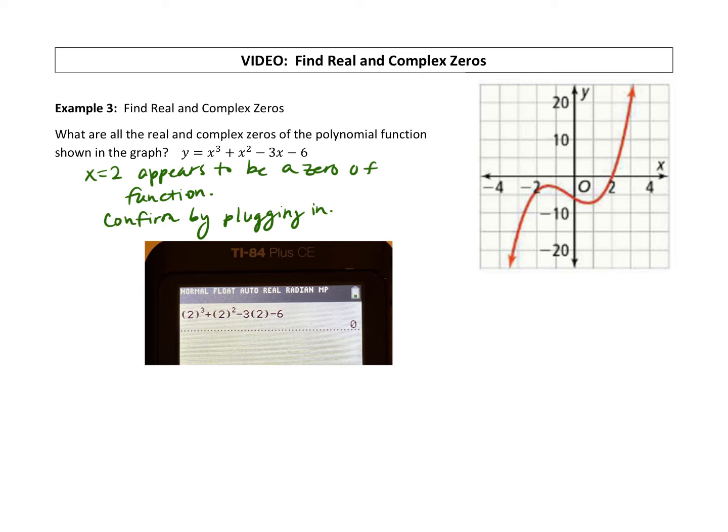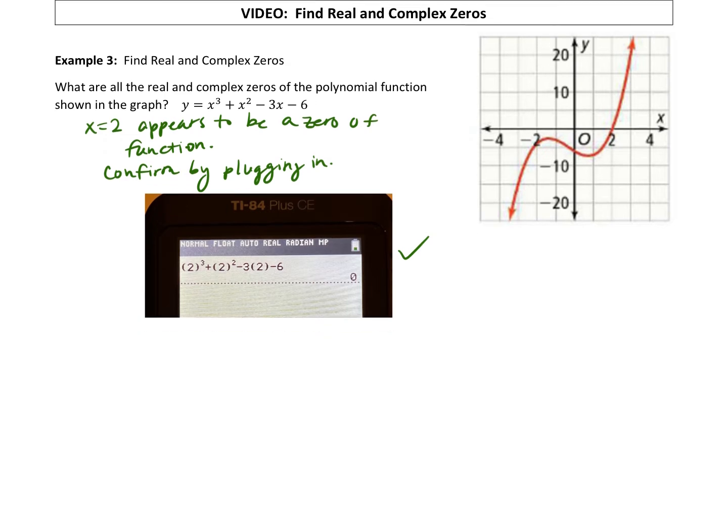The reason why we want to do that: what if this was a 1.9? And to us, it looks like a 2, but how accurate is it? Is it really going through exactly at a 2? So plug it in. When you plug in the value that you think is a zero of your function, see if you get a 0 back here. If you do, great. We have just confirmed that x equals 2 is a zero of the function.